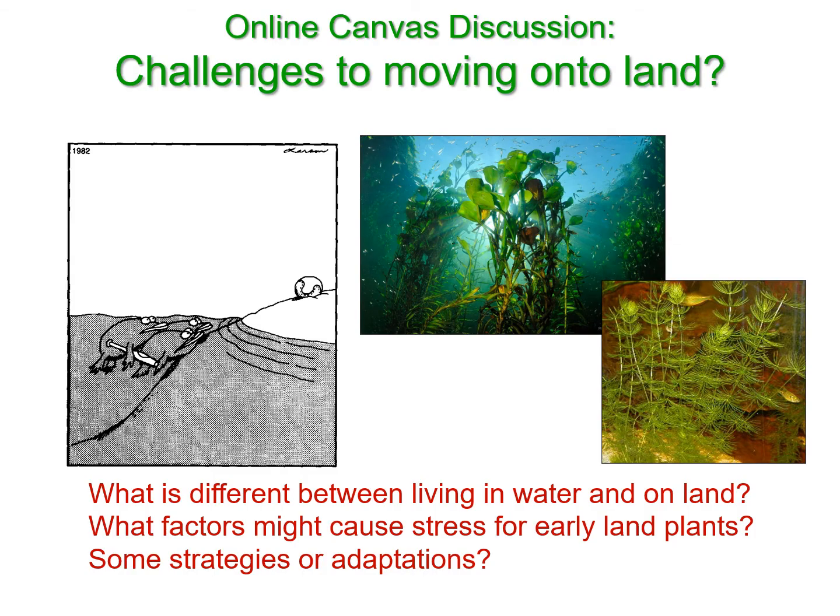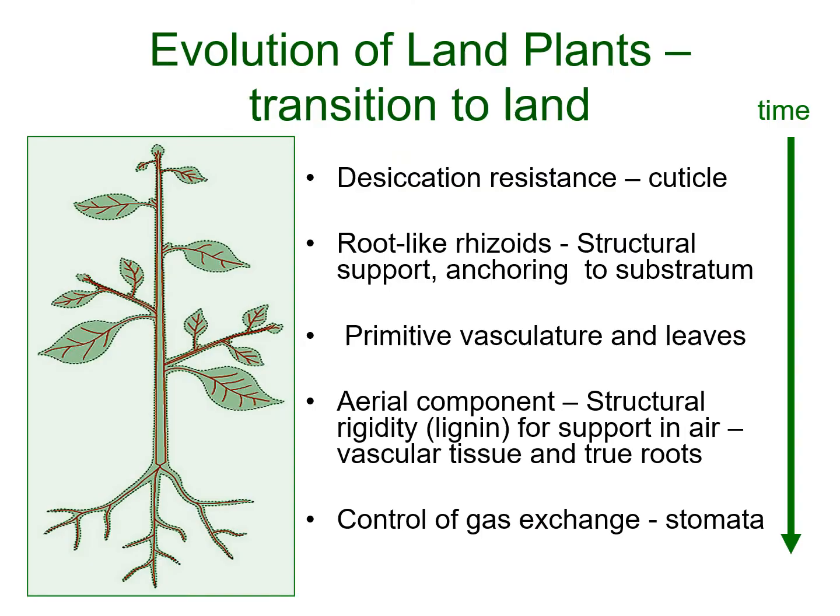So on Canvas, we'll have a discussion about what are some of the challenges of moving onto land. If you have an algal ancestor and then it has to move onto land, what's going to be the challenges? So look out for that on Canvas.